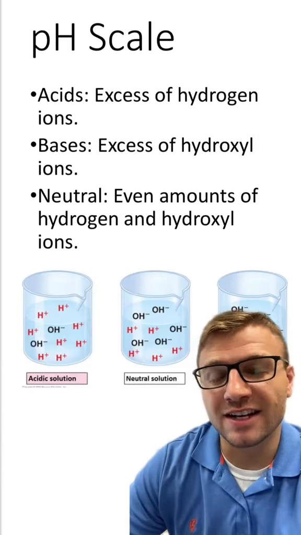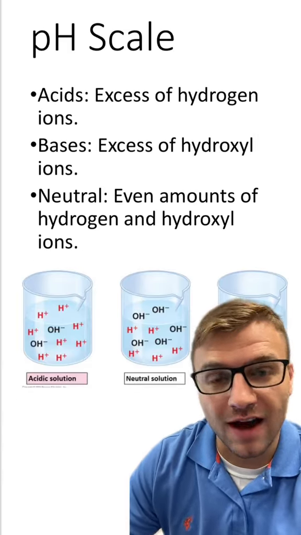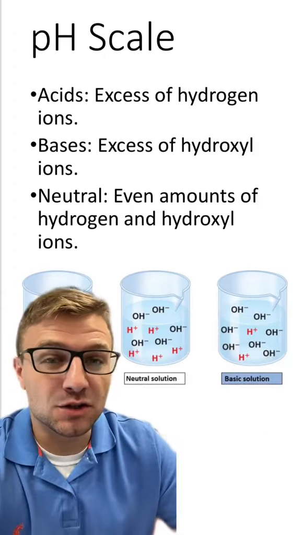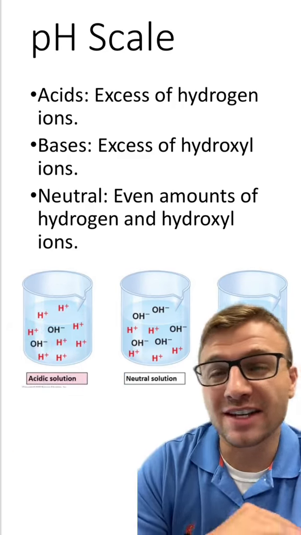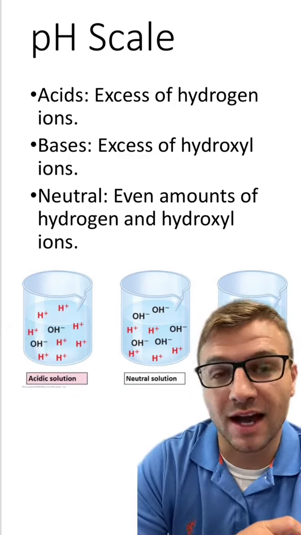Acidic solutions have an excess or a large amount of hydrogen ions. Basic solutions have an excess of hydroxyl ions. And neutral solutions will have an even amount of these hydroxyl and hydrogen ions.